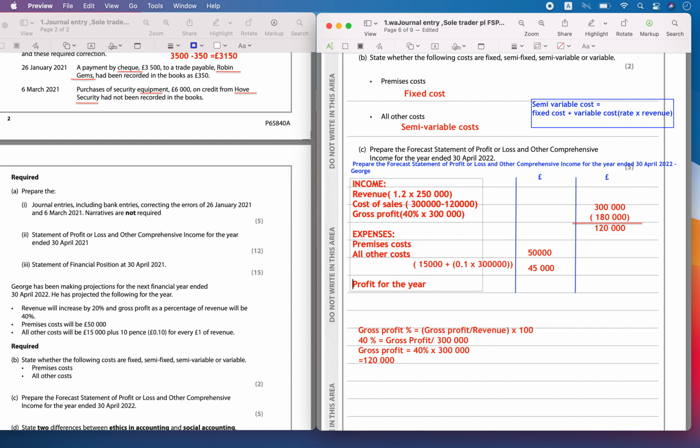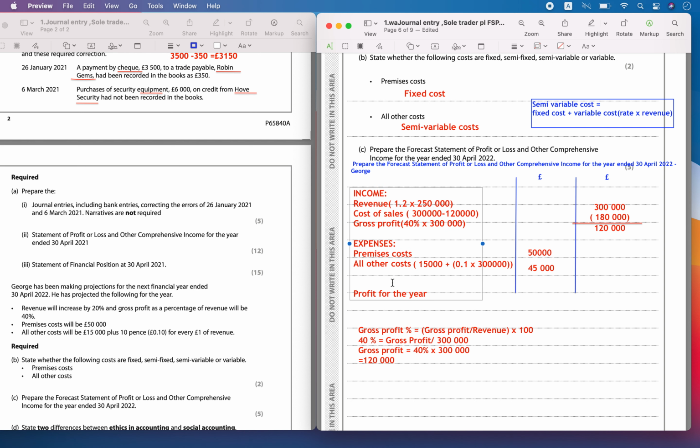Now let's calculate the total expenses for the year. Total expenses will be equal to 95,000. Now we subtract the total expenses from the gross profit, and that will give us the profit. The projected profit for the year will be equal to 120 minus 95, that is 25,000.